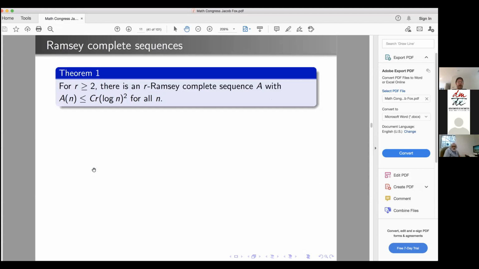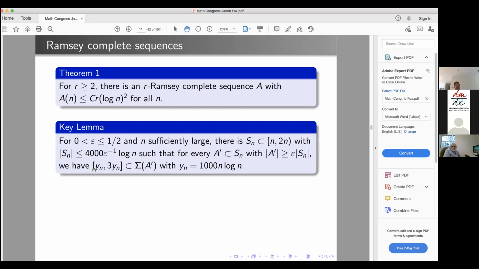I want to tell you a little bit about the proof ideas behind this. The key lemma to prove this theorem, that there's a sparse R Ramsey complete sequence, is actually a density version of the result. It tells you that if you're given an epsilon, which is between 0 and 0.5, and n is sufficiently large, there's going to be a subset S_n between n and 2n, which is pretty sparse. It only has roughly log n elements, with some constant over epsilon in front, such that any subset A prime of this S_n with at least epsilon times the size of S_n elements has the property that from y_n to 3y_n, you'll have all the elements there in sigma of A prime.